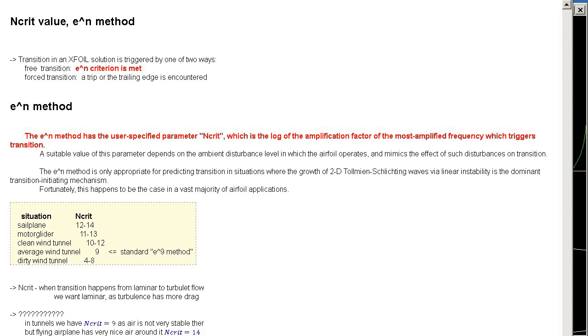And there is one more thing, the n-critical number. So this number defines when the transition happens from the laminar to the turbulent flow. And this number is used in the method called the e to the power of n method. Basically, this number is the log of the amplification factor of the most amplified frequency which triggers transition. So it's part of the method that is used for the simulation of the viscous flow, and we can look at the application.